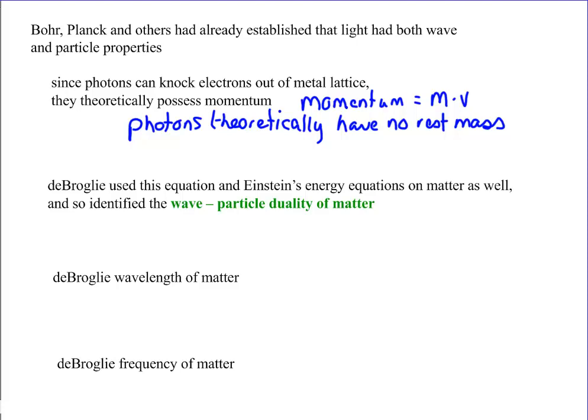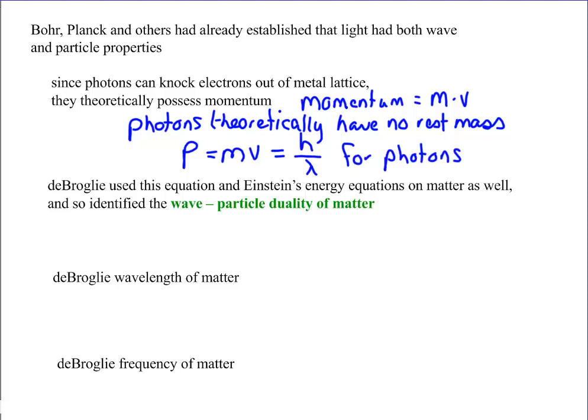So the equation that we're going to give is P, the symbol for momentum. So that equals the mass times the velocity of my photon. And it turns out that that equals h over wavelength for photons.